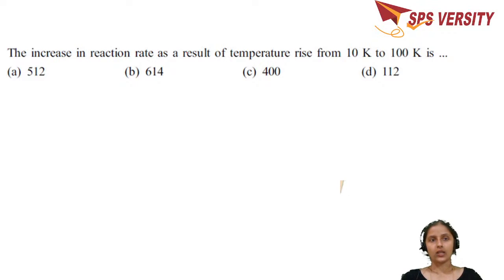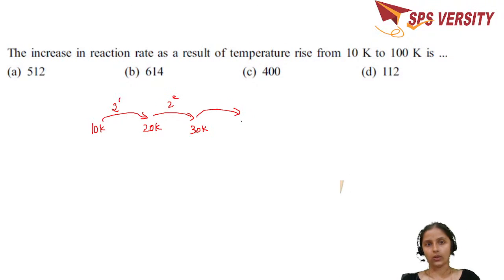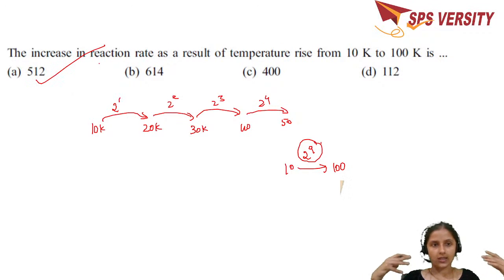An increase in the reaction rate as a result of temperature rise from 10 Kelvin to 100 Kelvin is. So if you have 10K and go to 20K, the reaction rate increases by 2 times, that's 2 to the power 1. 20 to 30, 2 to the power 2. 30 to 40, 2 power 3. 40 to 50, 2 power 4. So 10 to 100, it's 2 power 9. What is 2 power 9? It's 512. So when you increase the temperature from 10 Kelvin to 100 Kelvin, the increase in the reaction rate would be 2 to the power 9 times.